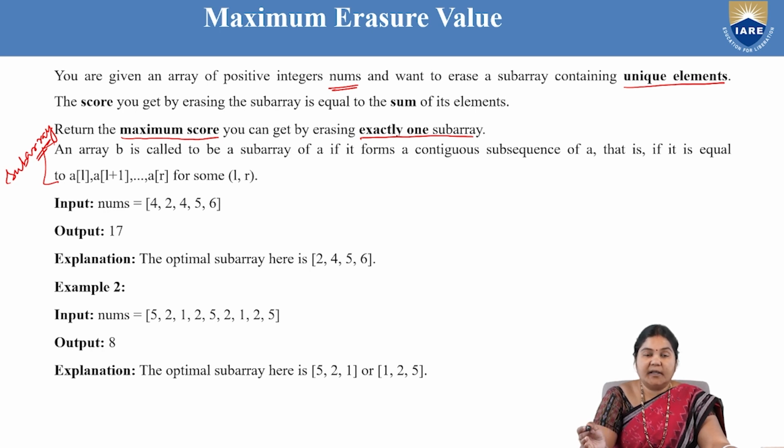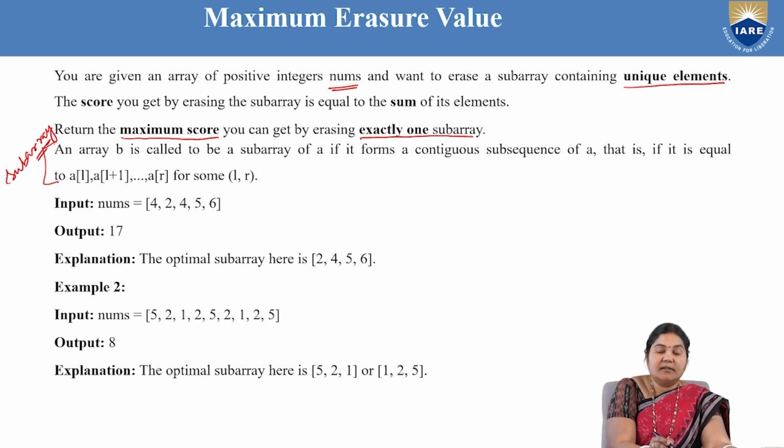We have been given an integer nums array of all positive integers. We have to find these subarrays and slide the window. If the subarray contains all unique elements, then we have to find the maximum score of that subarray, and we have to decide which subarray to erase. So the subarray which has the maximum score should be erased. Now let us understand the test case.